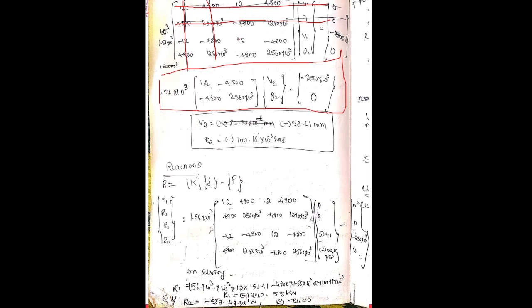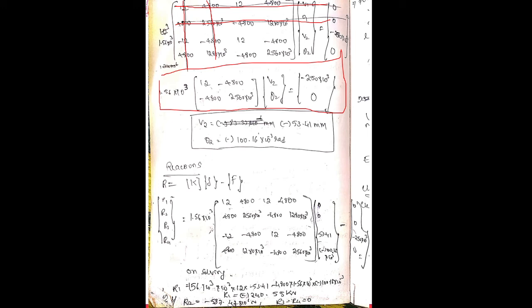All of you got the same? All of you got V2 as minus 53.41 and theta 2 as minus 100.16 into 10 raised to minus 3. Keep this in mind: all rotations will be in radians. Slope is in radians. Unit is very important. Understood? All of you got the same value? Yes, sir.